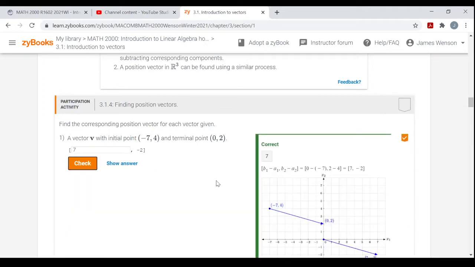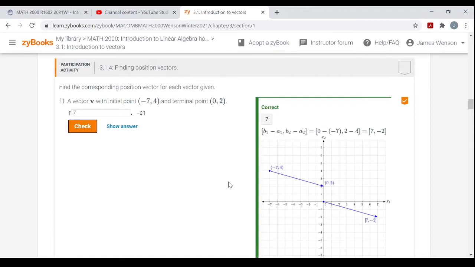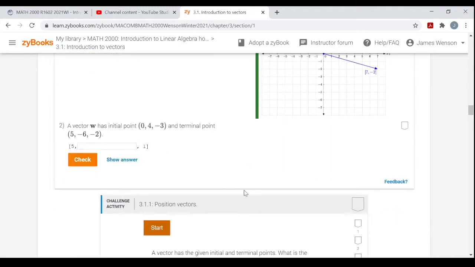Okay. Again, they draw little pictures and whatnot. You know, they draw the vector here, and then they draw it again, the same vector, but in standard position, right, starting from the origin. And I'll leave that second one to you.